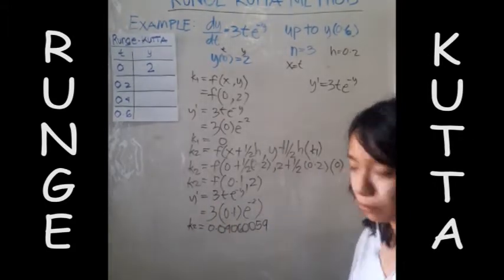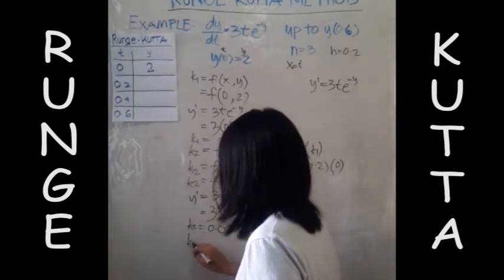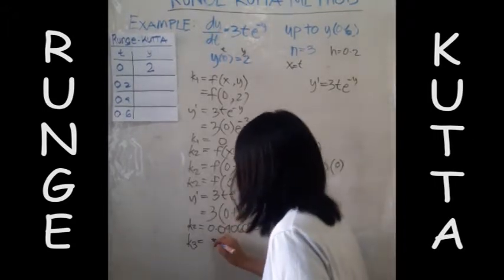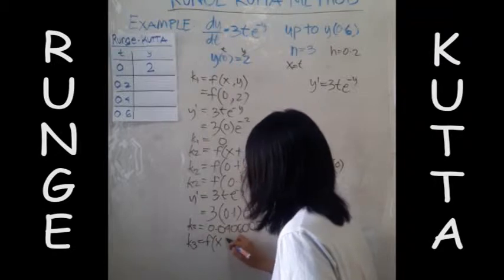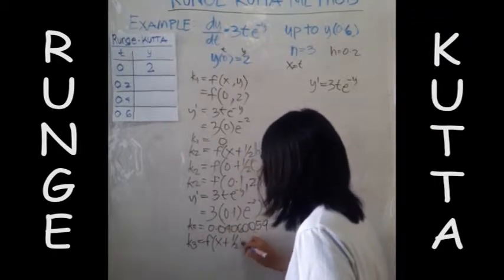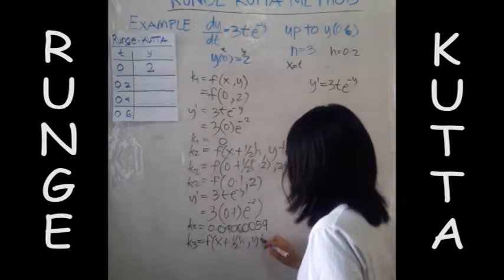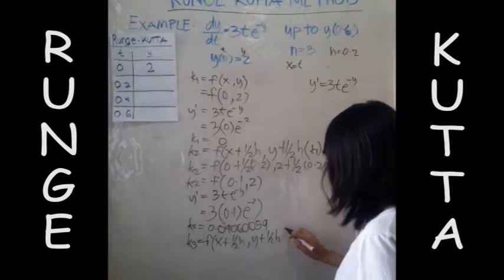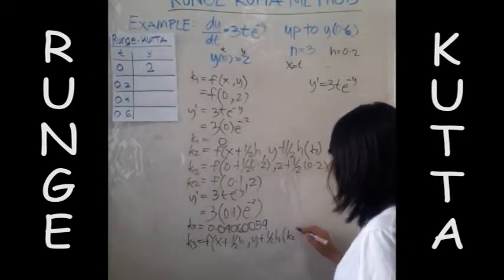And now we are ready to proceed with the K3, which is equal to function of x plus 1/2 of h and y plus 1/2 of h, and multiply the value of K2.